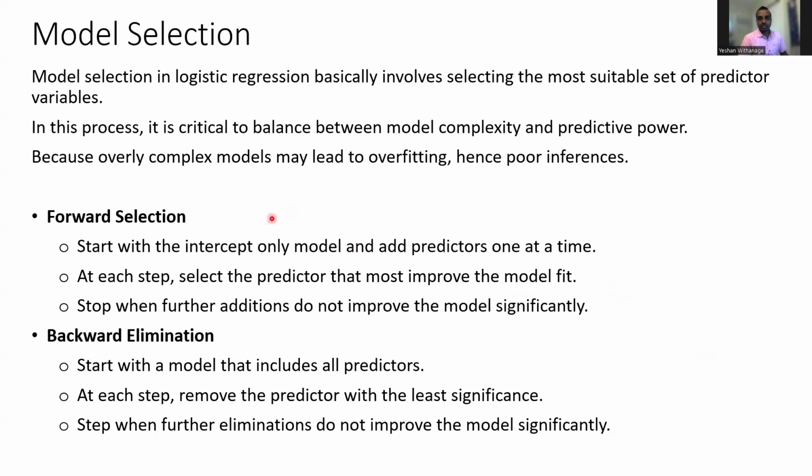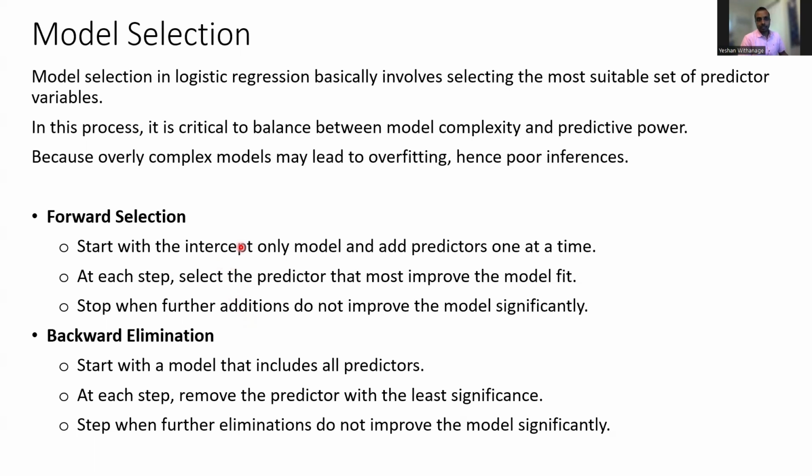We can start only with the intercept, and then we can add predictors one at a time. This method is called forward selection. In each iteration, we select the predictor that improves the model most, and we stop when further additions do not improve the model significantly. We can use adjusted R square to see if the accountability of the model is improved or not.